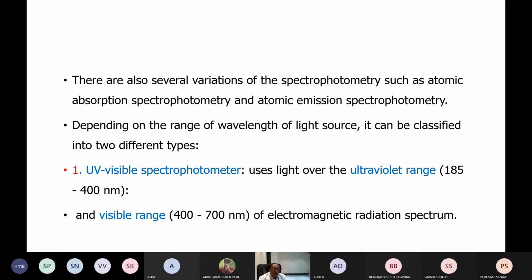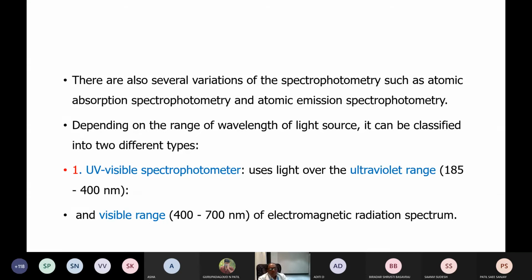Now coming to UV visible spectrophotometry. It uses light in the ultraviolet range between 185 to 400 nanometers. Some investigations like estimation of T3, T4 can be measured in the range between 185 to 250 only. And for your knowledge, SGOT, SGPT, AST are measured at 340 nanometer, whereas alkaline phosphatase is measured at 405 nanometer.